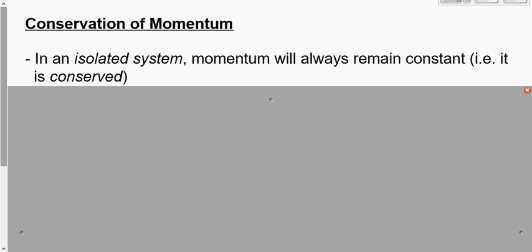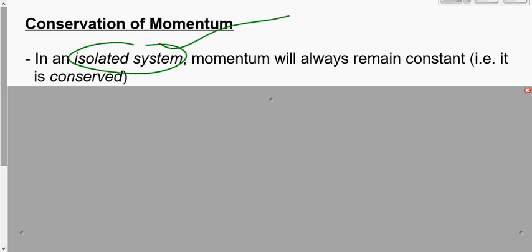The law of conservation of momentum says this: in an isolated system, whatever that means, we'll talk about that in a second, the total momentum will always remain constant. Now, you may find that the momentum of one object is increasing, the other object's momentum may decrease, but if you look at the momentum of the system, it will always stay the same, if we have an isolated system.